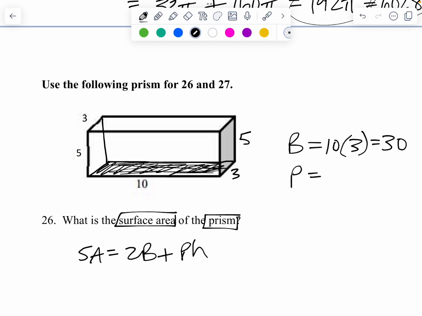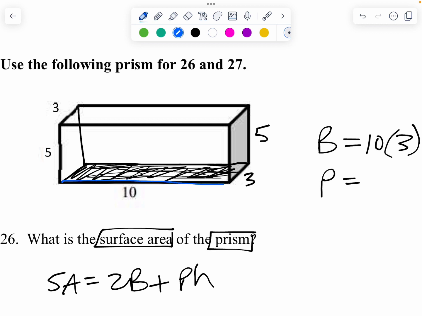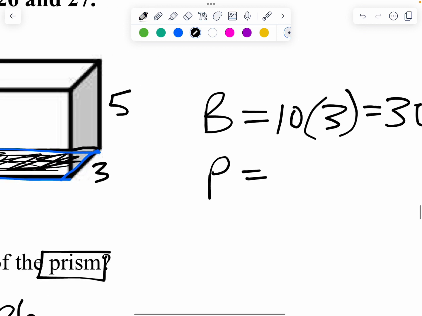If you're wondering, why aren't we dividing that by 3? That's because, or dividing it by 2. Don't we do sometimes dividing by 2? That's when you have a triangle down here. This is a rectangle. You just do 10 times 3. The perimeter, so there's a 10, there's a 3, there's another 10, and there's another 3. So I'm going to add up all of those.